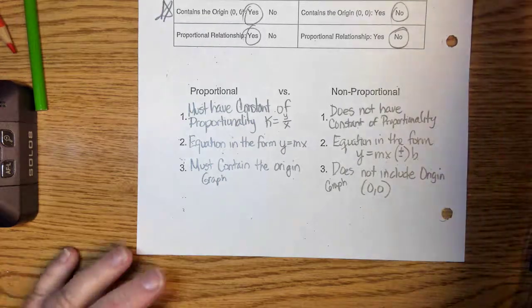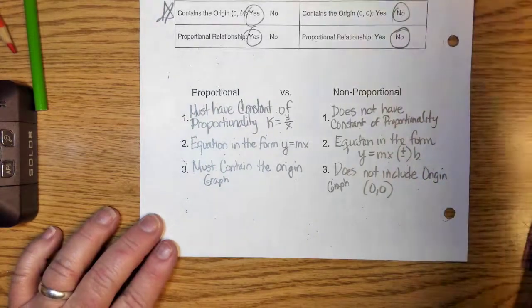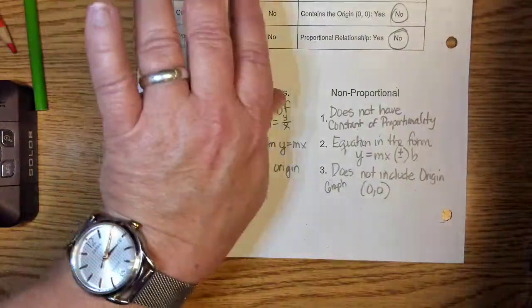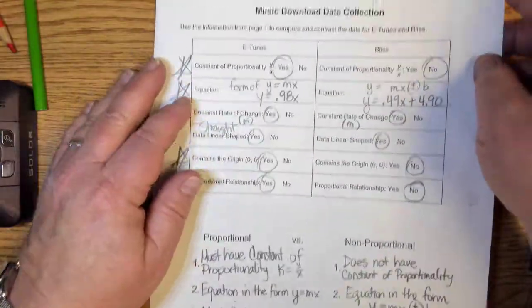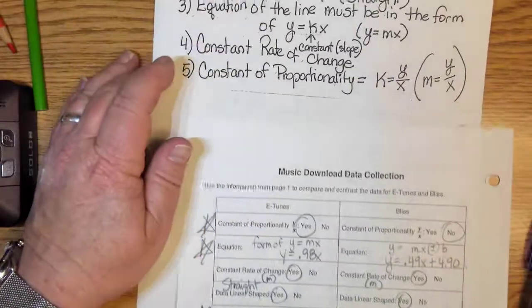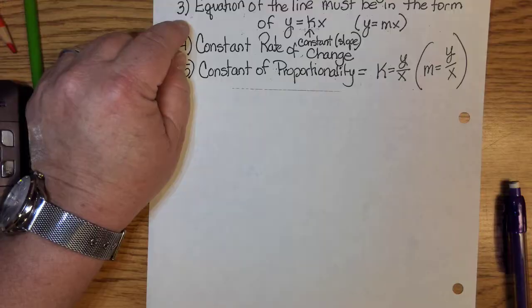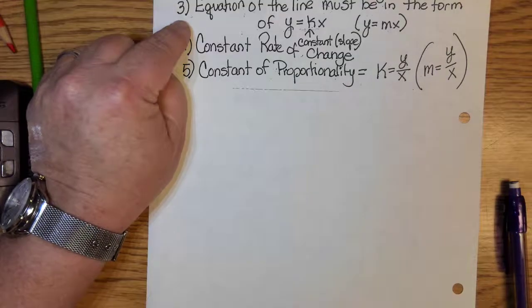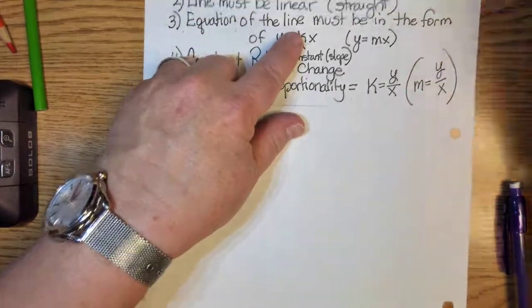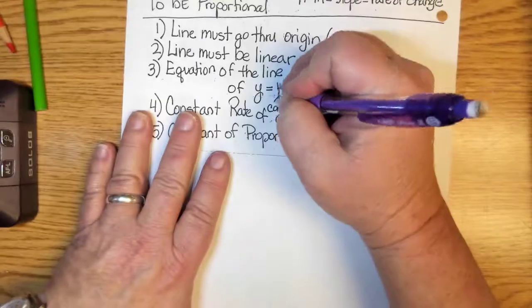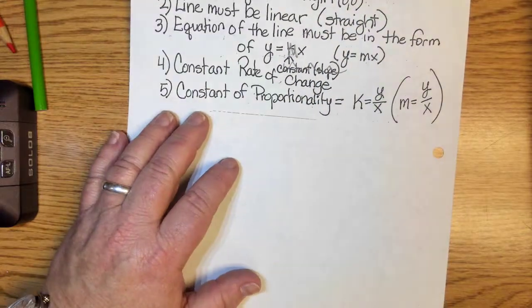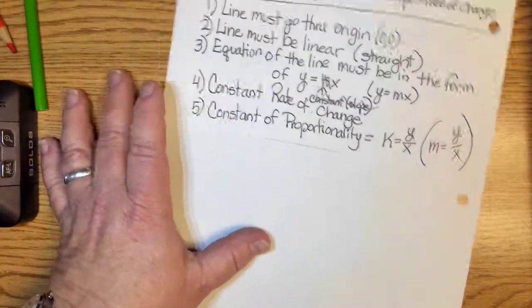And I wrote you some big notes that you have. It's just kind of like a blah, blah, blah. On the back of your little music download investigation, the line must go through the origin. The line must be linear. Equations of the line must be in the form of y equals mx. Don't use kx. Look, don't use that anymore. Constant rate of change, constant of proportionality.